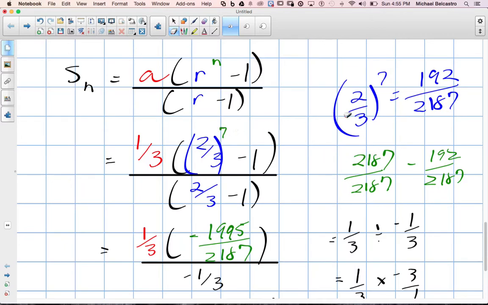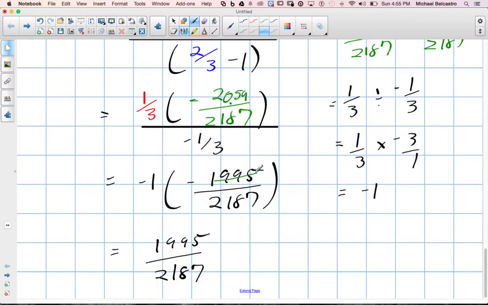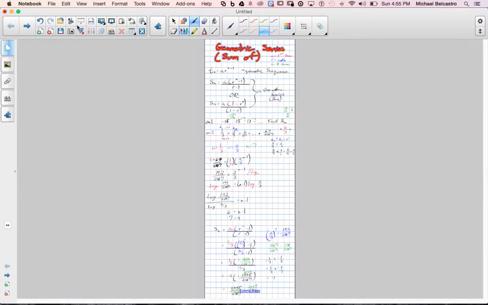This 2 to the 7th is not 192, it is 128, which does change some stuff. When we subtract it, we don't get 1995. What do we get? We get 2059. So we correct a bunch of these, this is 2059, which means our final answer is 2059 over 2187. There you go. That one's smaller, but everything else is the exact same.